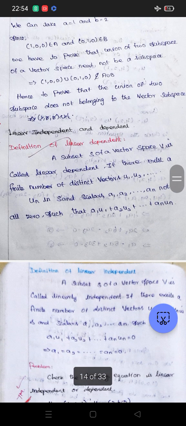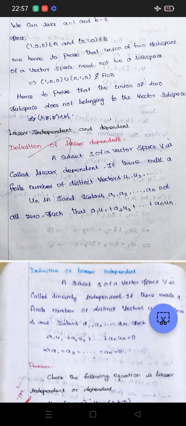Definition of linearly dependent: a subset S of a vector space V is called linearly dependent if there exists a finite number of distinct vectors u1, u2, etc., un in S and scalars a1, a2, etc., an, not all 0, such that a1 u1 plus a2 u2 plus etc.